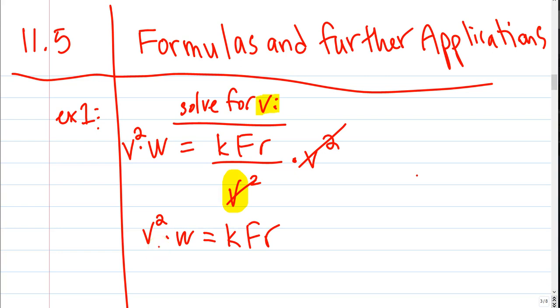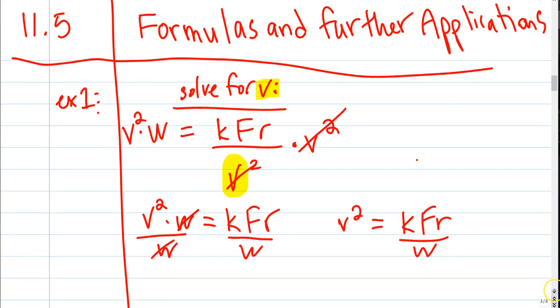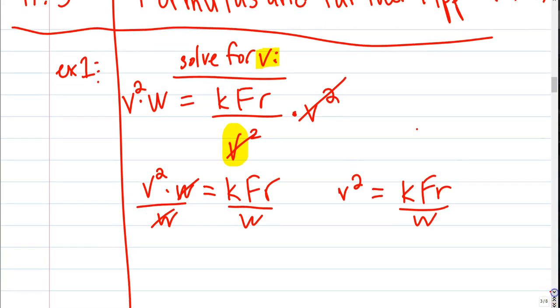Getting that v by itself, we're going to undo the multiplication. So it's basically like PEMDAS backwards. We're going to deal with the multiplying before we deal with the exponent. So divide both sides by the w, so that v squared is equal to kfr over w.